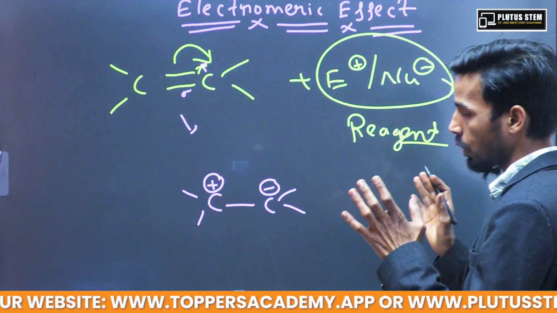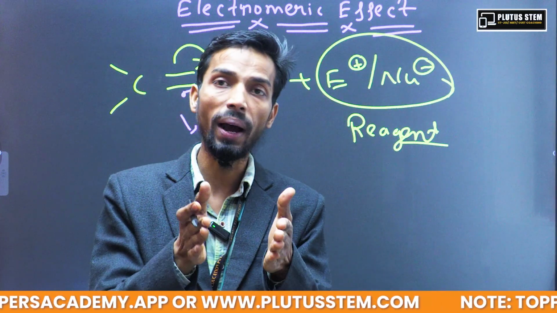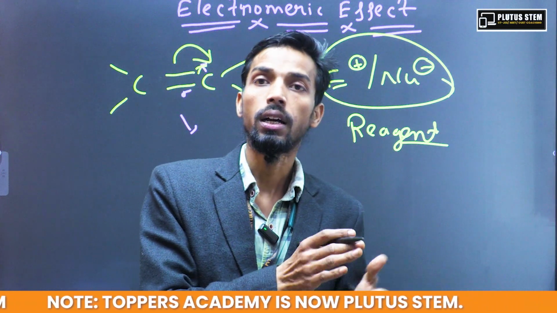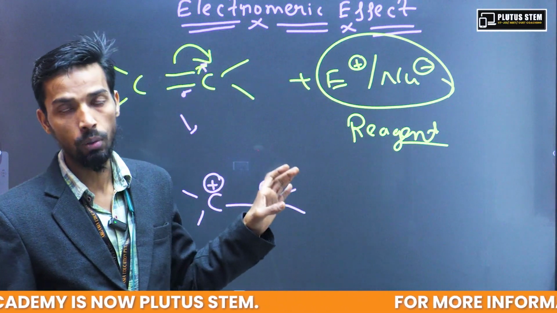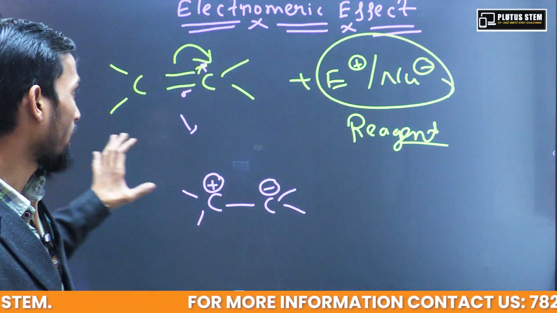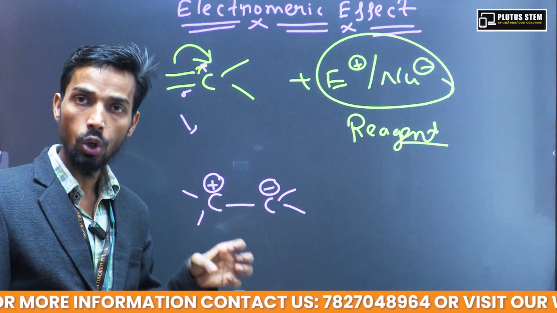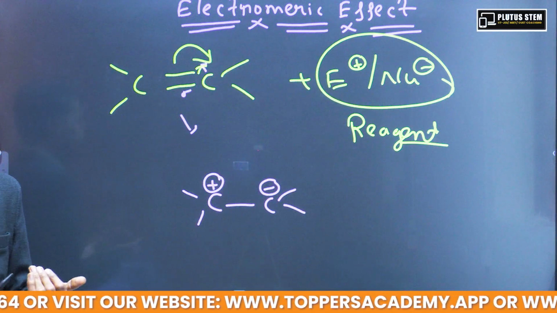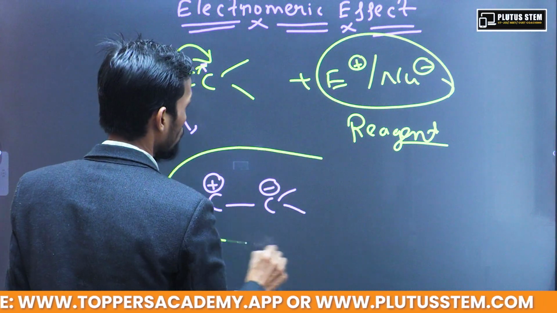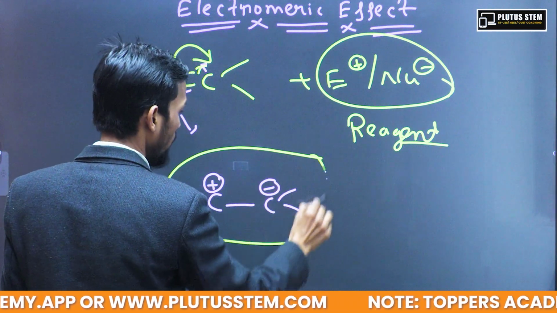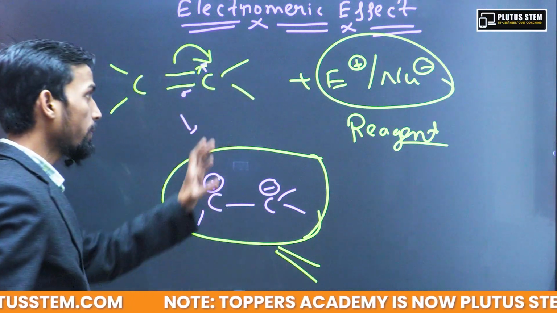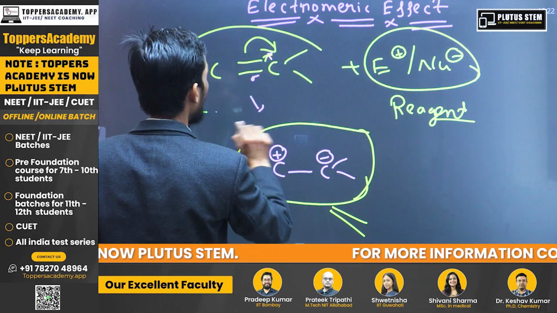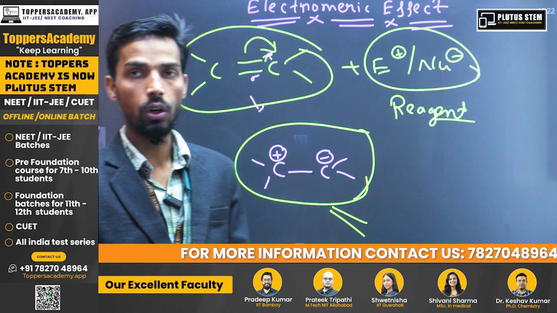Just the movement of pi electron takes place in presence of a reagent, either electrophile or nucleophile. Then this type of electron movement is termed as electromeric effect. The necessary condition is the presence of some reagent. If that reagent is removed, then such effect returns back to its original position. So in presence of this nucleophile or electrophile, it exists in this way. But if we remove this electrophile or nucleophile or reagent, it will return back to its original stable form. So that's all for this electromeric effect.